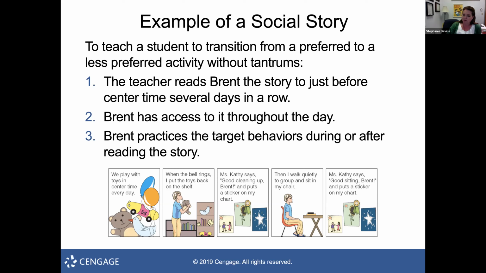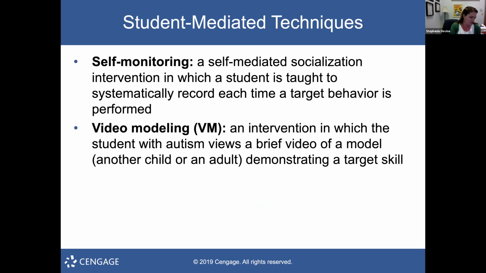So you read through the story, you could practice it along the way, and then you could practice it after you read it, and that role play is a less stressful time. It's a time of attention between the teacher and the student. So it's reinforcing for the student. And then hopefully when we then transition, Brent learns that he can do this in a way that everyone finds reinforcing, and we can replace that initial target behavior that was not conducive to a good transition.